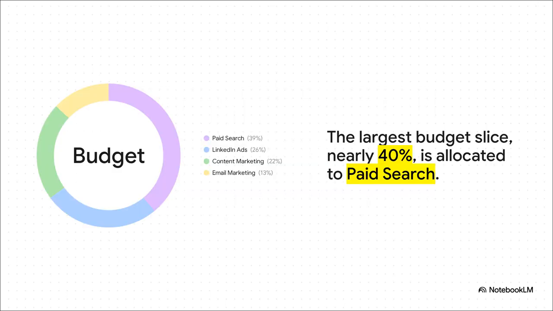And here's where the money is actually going. You can see the biggest chunk, almost 40%, is dumped into paid search. But the big question is, is that really the smartest way to spend our budget? To figure that out, we have to look deeper than just the number of leads or how cheap they are.